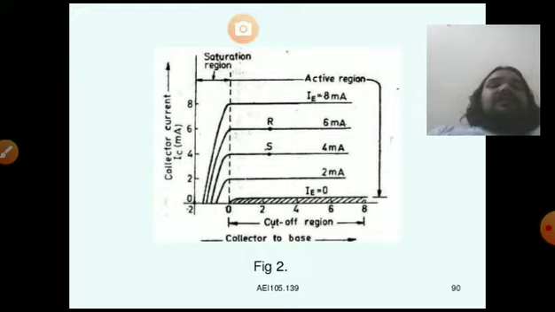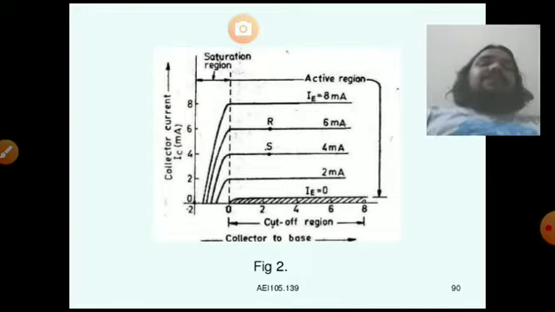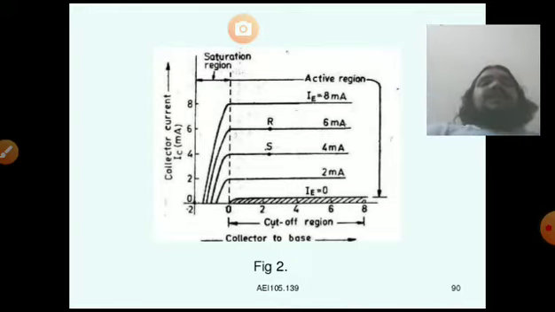This is the basic graph of the output characteristics of the common base transistor. First region is the cutoff region, second region is the saturation region, third region is the active region.